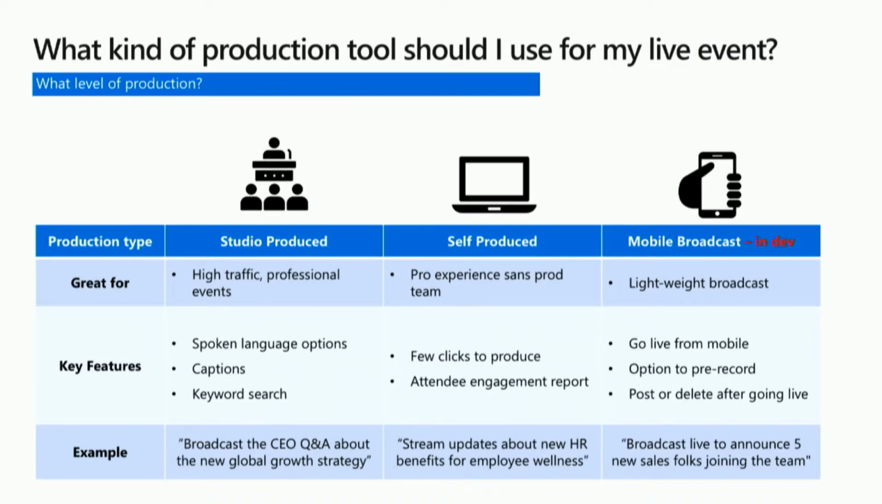So you have a couple of methods of producing live events. First of all, on the far left, you can see that there are studio-produced events, or we have the tools for studio-produced events. So these are great for high-traffic, professional type of events. They include key features around captions, keyword search, which we're going to demo later. And these are available end-to-end. The setup process is available in Yammer, which is something that we've actually just announced. And we're going to show you what that looks like.